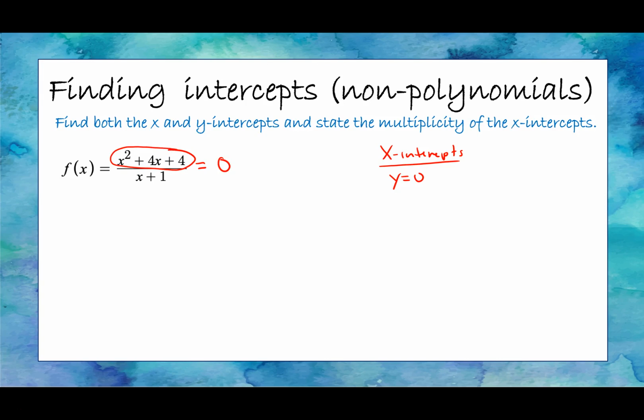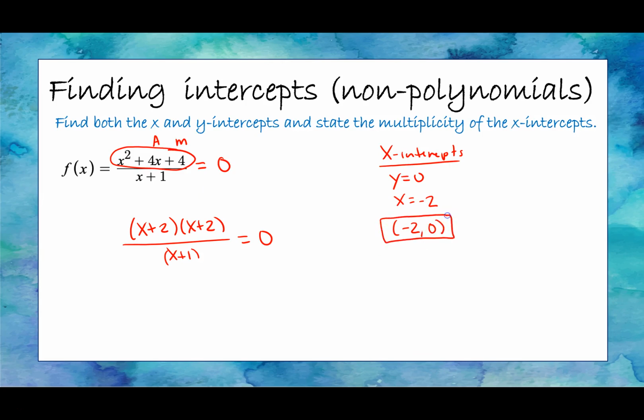We're going to have to factor this. So I put an a here and an m here. What adds to 4 and multiplies to 4? Well, that would be a 2 and a 2. So we'll have an x plus 2 times an x plus 2 all over x plus 1. So when would our numerator be equal to 0? Well, it looks like only when x is equal to -2. And so our x-intercept would be -2, 0, and we are done. Again, like I said, it's always a good idea to check that we have -2 allowed in our denominator, and that's no problem at all.